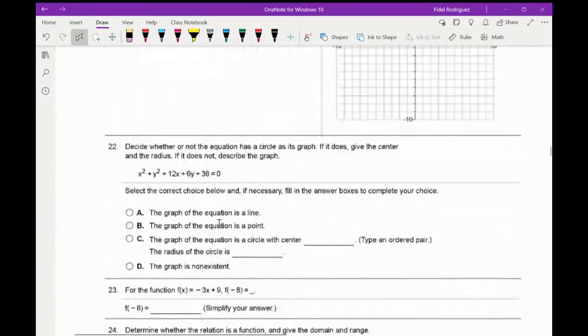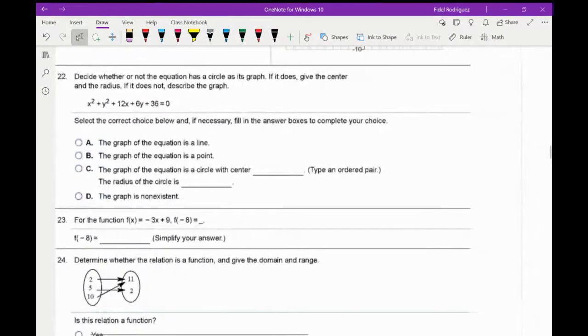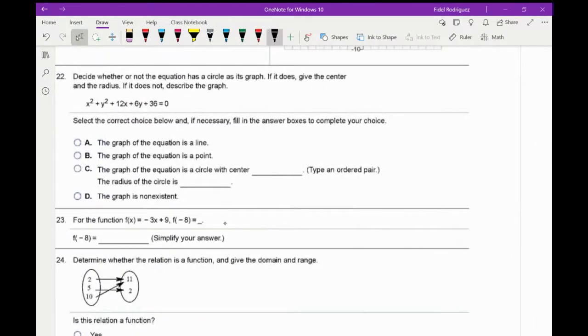Question number 22. Okay, so this one here, it says decide whether or not the equation has a circle as its graph. And if it does, give the center and the radius. And if it doesn't, describe the graph. Okay, so we're going to see if we can figure this thing out. For 22, this problem is going to take a little bit of time to do. I'm going to go ahead and rewrite the equation. Okay, so guys, what I mean is I'm going to group the x's together.